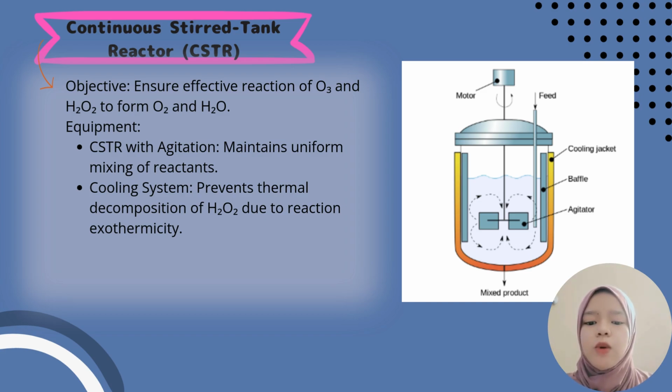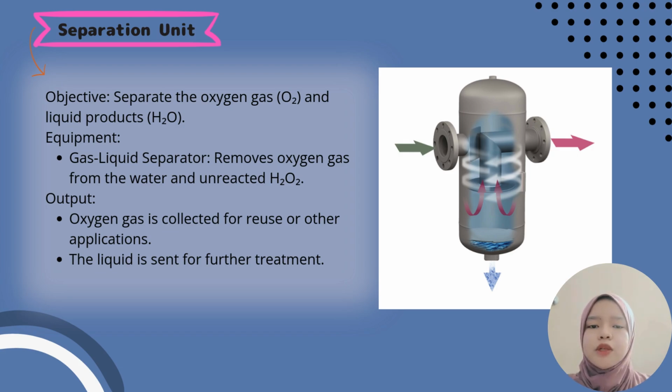In the CHCR we have the agitator to maintain the uniform mixing of reactant, and we also have a cooling system to prevent thermal decomposition of hydrogen peroxide due to reaction exothermicity. Then it will go to the separation unit to separate oxygen gas and liquid product, which is water. In this separation unit, we use a gas liquid separator to remove oxygen gas from the water and unreacted hydrogen peroxide.